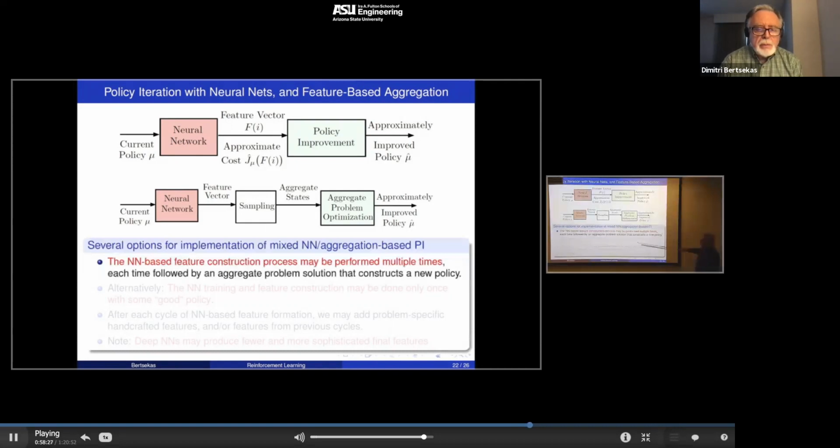So there are several options for implementing this scheme. It's sort of a mixed neural network aggregation-based policy iteration. I can do this neural network process multiple times, each time followed by an aggregate problem solution, and that constructs a new policy. In other words, use this policy after policy after policy. Another possibility is to use the neural network training process and the feature construction only once, okay? And then obtain some set of features which I can use in the aggregation framework.